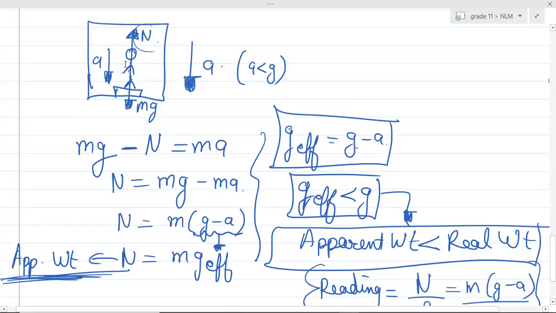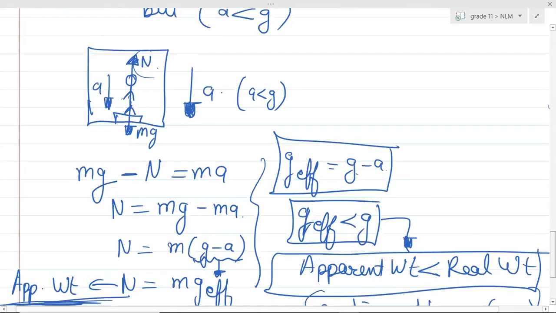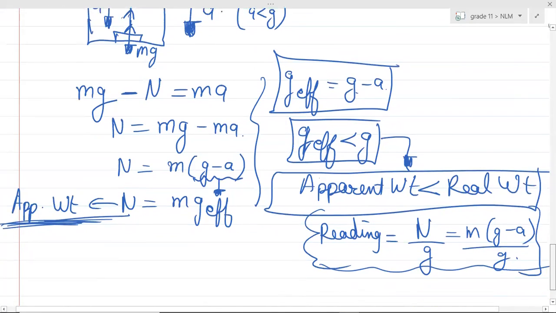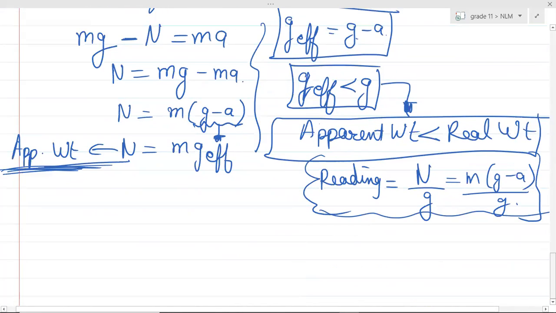Okay, let's go. Guys, are you done writing? Yes, sir. Now the fourth part is lift accelerating downwards.